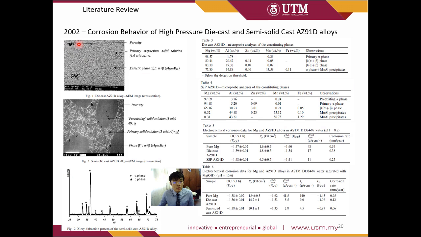And this is a paper from 2002, and these are the differences between die-cast AZ91D and semi-solid cast AZ91D. And table 5 shows the corrosion rate of the semi-solid process. AZ91D has a much lower corrosion rate compared to die-cast AZ91D and pure magnesium, as well as in table 6.